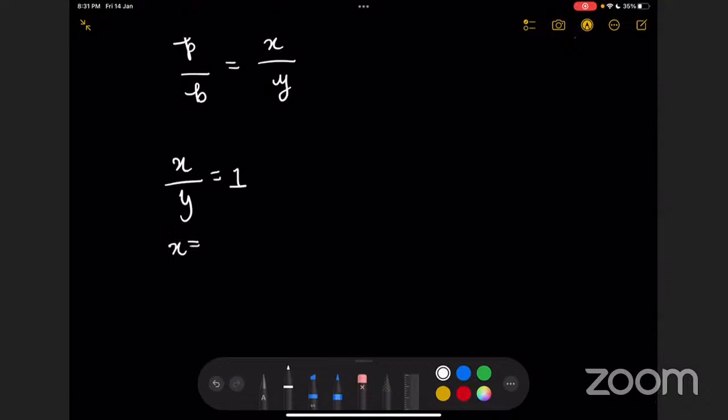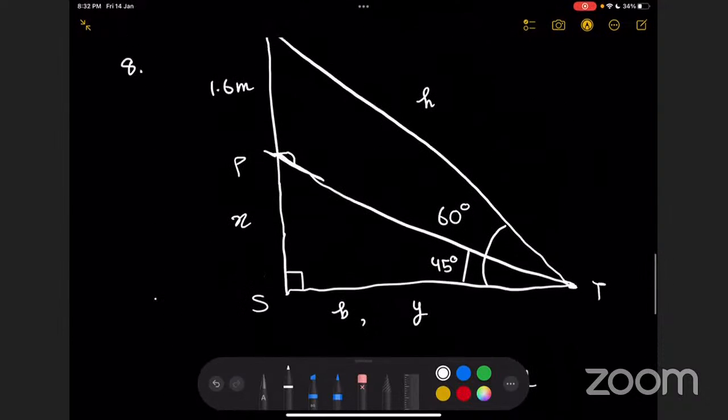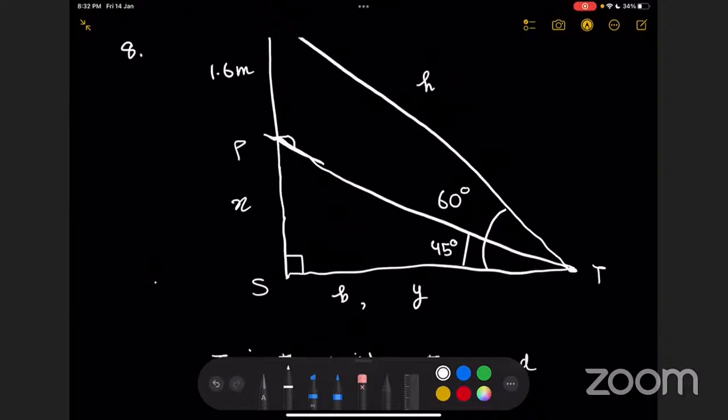X equals 1 plus. Will that be minus 1? No, that won't. That'll just be plus y. X equals, no, multiply. So it is always multiply. 1 into y. So x equals y. Right. So they're both the same. Then these values are both the same.